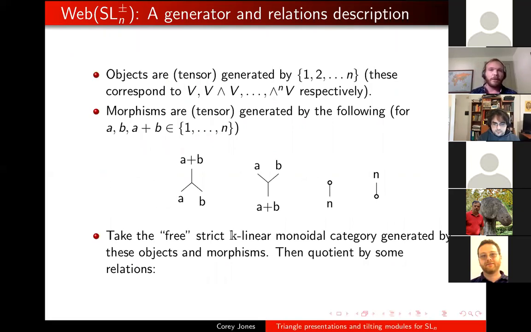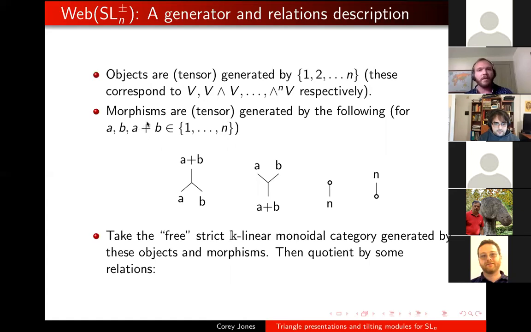So I'm going to define a category with generators and relations. Basically it's going to be a free, strict k-linear monoidal category. And the objects are going to be generated by just objects with labels in the set 1 through n. If you're thinking of these as corresponding to representations, and we'll make that connection clear in a little bit, 1 should correspond to the standard representation, 2 should correspond to the second wedge power, v wedge v, and so on and so forth. So the nth wedge power of v is what corresponds to n.